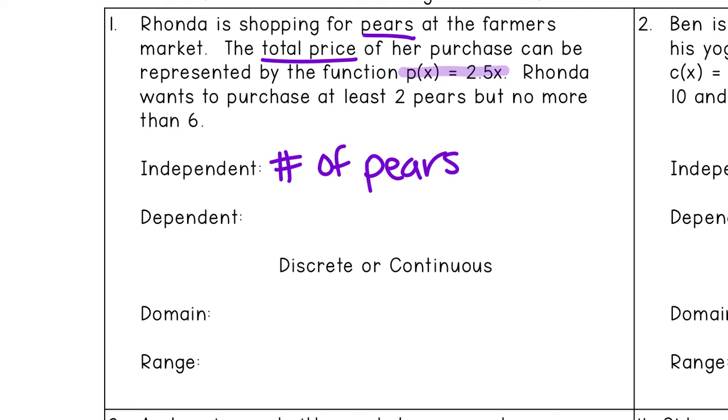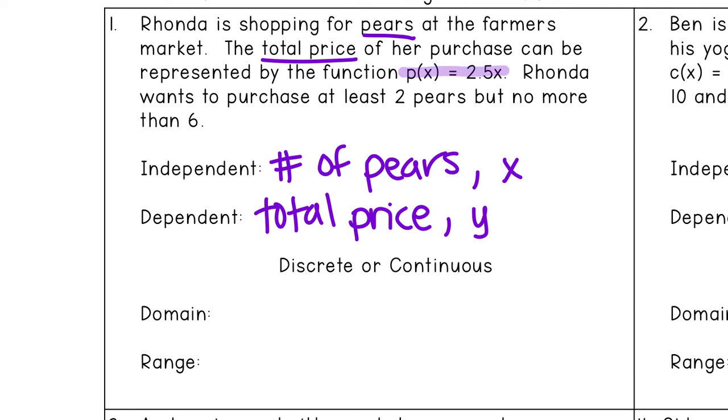And since it's the independent variable, I know that goes with the letter X. Now dependent, that's gonna be the price, the total price. So how do I know what the price is gonna be? Well, it depends on how many pairs I buy. So normally I would say Y, but because we're using function notation right now, it's gonna be better to use what they did. So they use P of X.